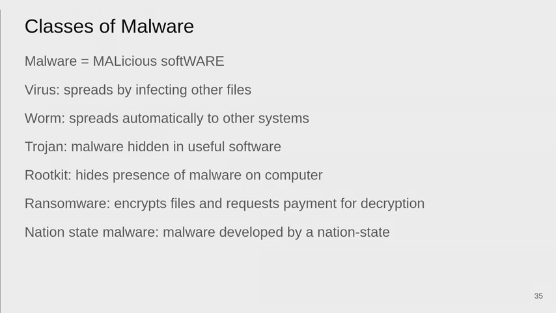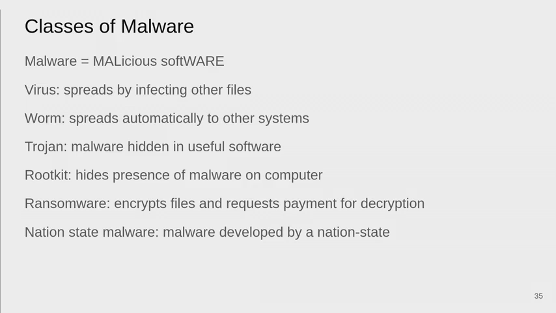Classes of malware: there are different kinds of malicious software. Malware is just malicious software that we're defining. A virus spreads by infecting other files. A worm spreads automatically to other systems, self-replicating itself. That's why it's called a worm. A Trojan is malware hidden in useful software. So if you're downloading the free version of Photoshop, it may not be as free as you thought it would be.